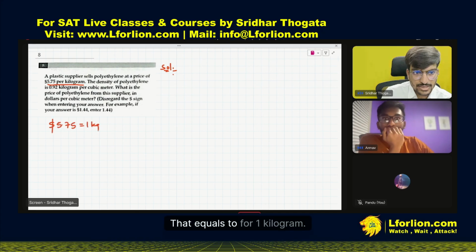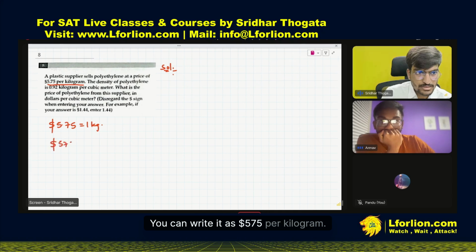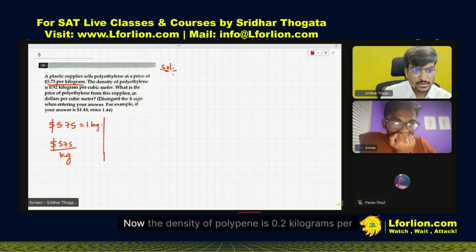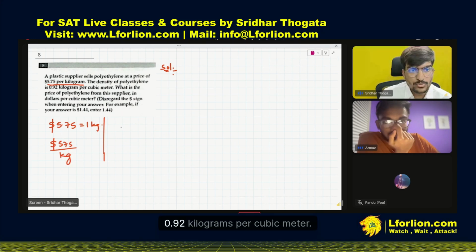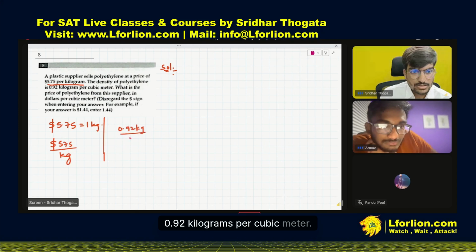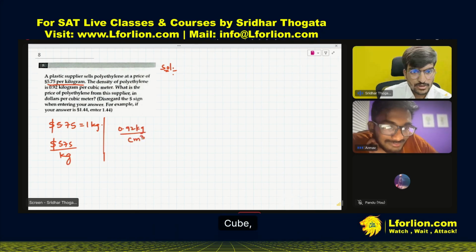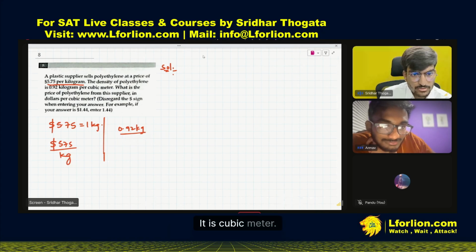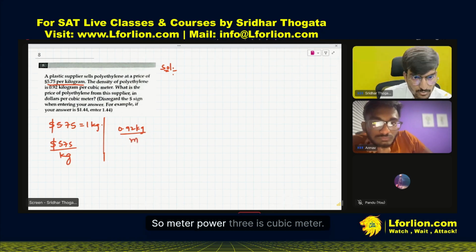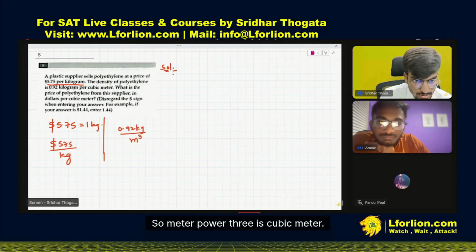$5.75 equals 1 kg. You can write it as $5.75 per kg. Now, the density of polythene is 0.92 kg per cubic meter. What does this mean? Cube, not centimeter. I just wrote it by mistake. It is cubic meter. So meter power 3 is cubic meter.